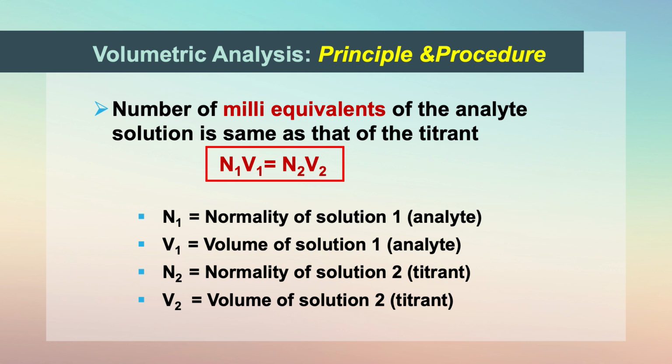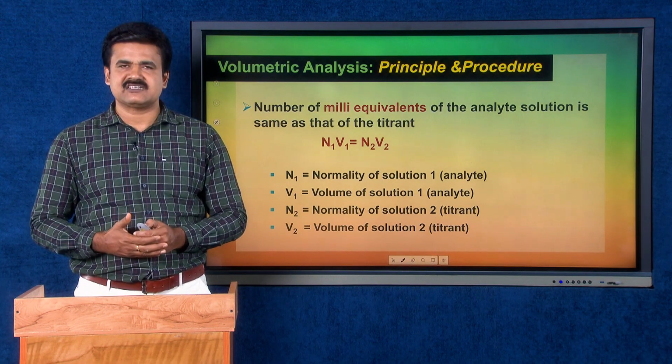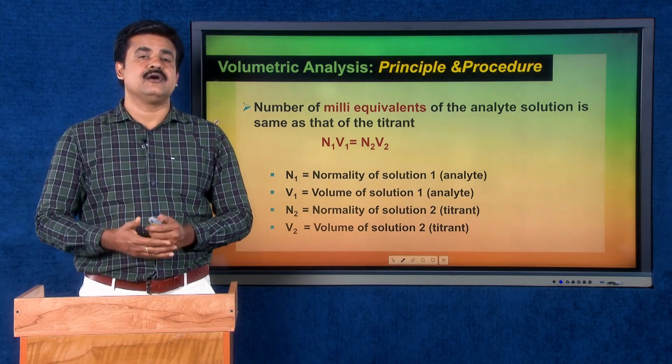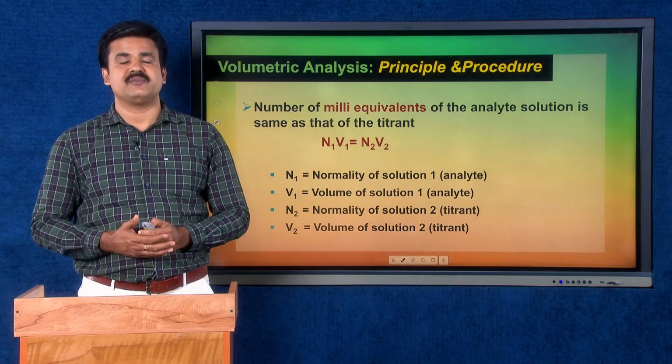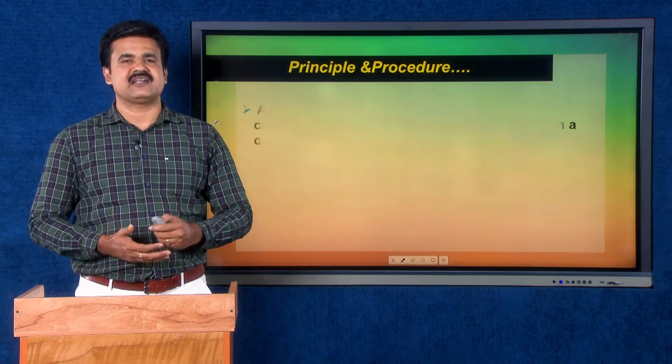Here N1 and V1 represent normality and volume of solution 1, that is nothing but analyte. N2 and V2 represent normality and volume of solution 2, that is nothing but titrant. That is, the number of milli-equivalents of the titrant should be the same as the number of milli-equivalents of the analyte. This is the very basic principle of volumetric analysis. Moving on to the procedure of volumetric analysis.